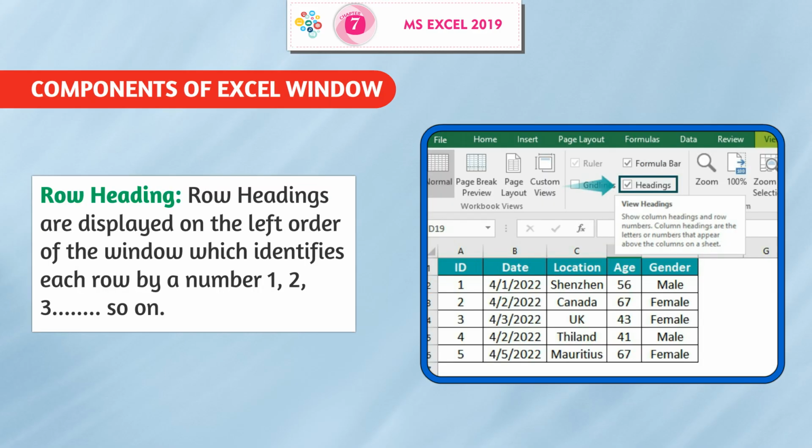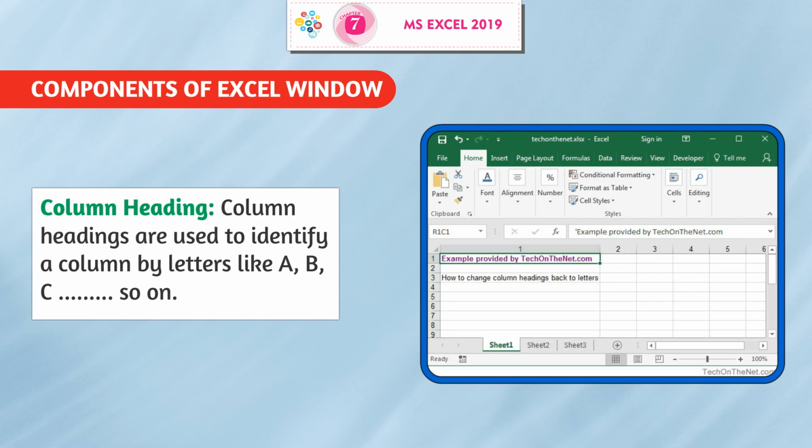Row heading. Row headings are displayed on the left side of the window, which identifies each row by a number: 1, 2, 3, and so on. Column heading. Column headings are used to identify a column by letters like A, B, C, and so on.